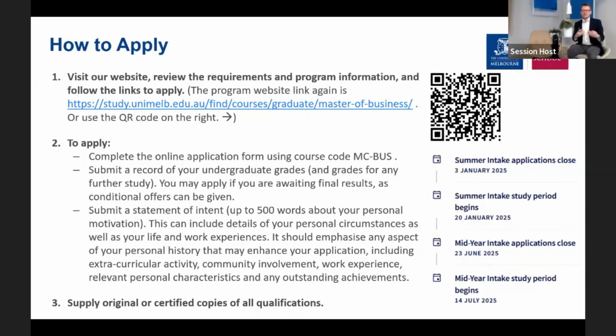And then if you want to wait a little bit and see, or you need to delay your start a little bit, think about the mid-year intake. Those applications close on the 23rd of June, and your mid-year intake study period will begin with that pre-teaching period on the 14th of July.